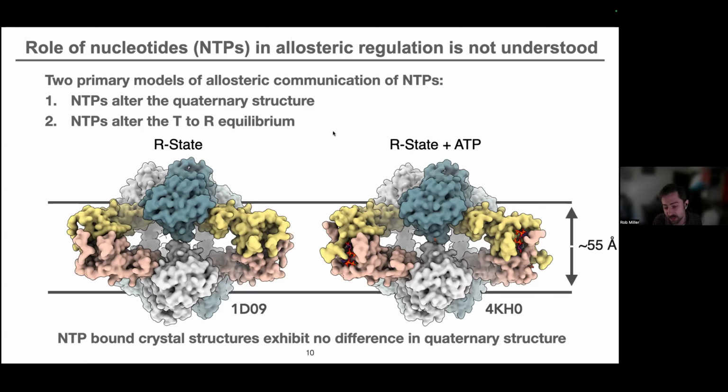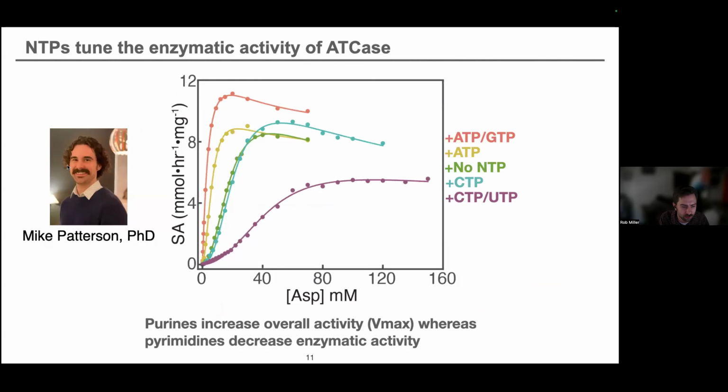And although the exact structural role of these allosteric nucleotides had remained a mystery up until this point, it was well understood that they had a drastic effect on the overall biochemical behavior. In order to capture this under more physiological conditions, including neutral pH and physiological concentrations of magnesium, a fellow graduate student in the lab, Mike Patterson, collected biochemical assays where he first fixed the first substrate at high concentration.